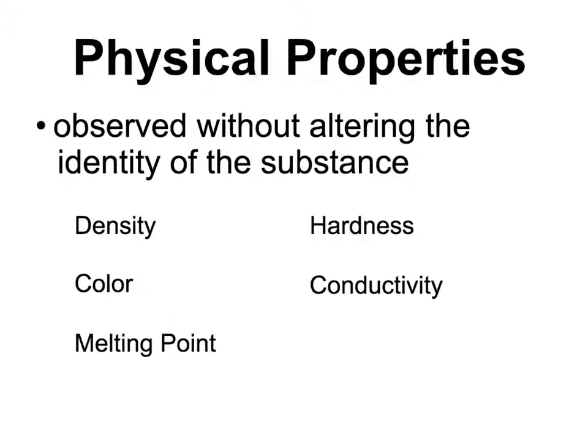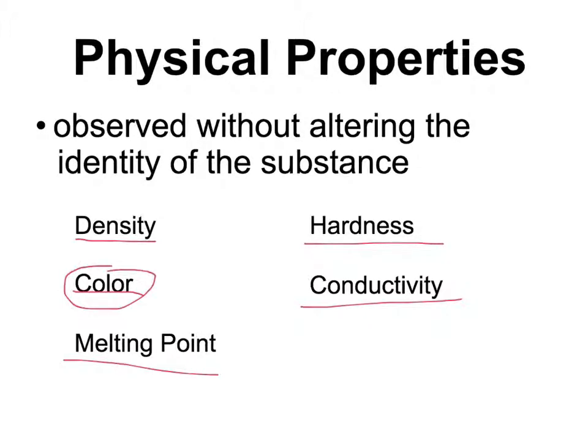Okay, now that we know the three states of matter, let's talk about the physical properties of matter. Physical properties are observed without altering the identity of the substance. These would be, for example, density, color, melting point, hardness, and conductivity. So no matter where on Earth you put the substance, the density doesn't change. If you crush it, break it, bend it, all that, the density still doesn't change.